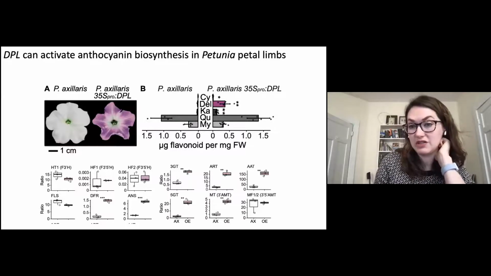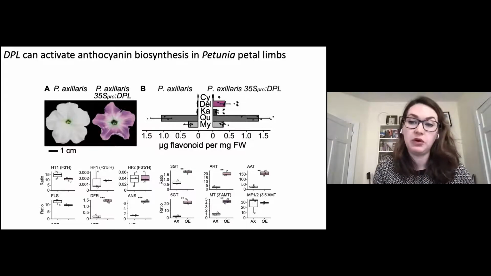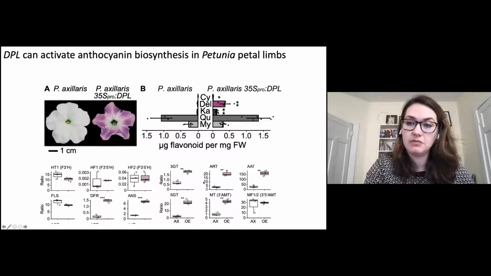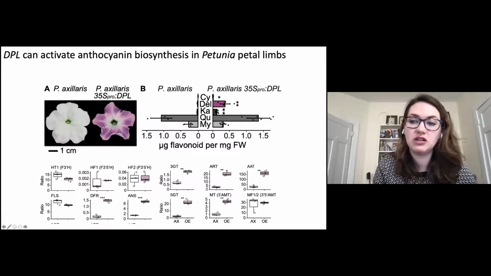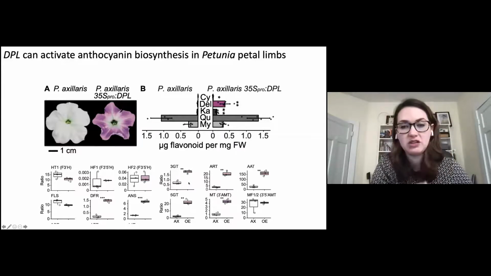So the next step we took was to demonstrate that deep purple can actually activate anthocyanin biosynthesis. So what we did is we overexpressed deep purple in the white Petunia axillaris. And what you can see here is that deep purple does indeed induce anthocyanin biosynthesis. In particular, you can see this in the purple color of the transgenic plant. And you can see on the right the shift in the chemistry, where we see a higher accumulation of delphinidin. You can also see from the bottom panels where I have gene expression, that in the purple boxes, which is the overexpression line, deep purple clearly activates anthocyanin specific gene expression from DFR downwards, where you can see high expression of all of the anthocyanin specific genes.